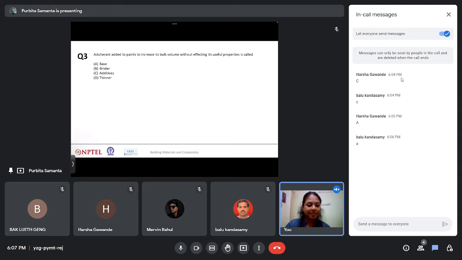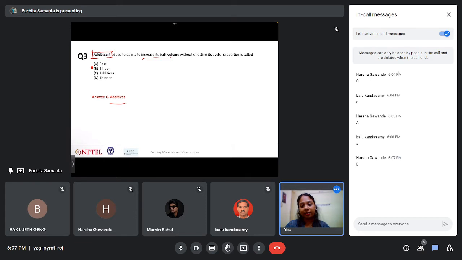Yes, any answer? Okay, I got one answer. Just be careful about this particular word, adulterant. Although Harsha says option B, let's see the answer. It's basically additives. Additives are basically the adulterants which are added to the paints in order to increase its bulk volume.